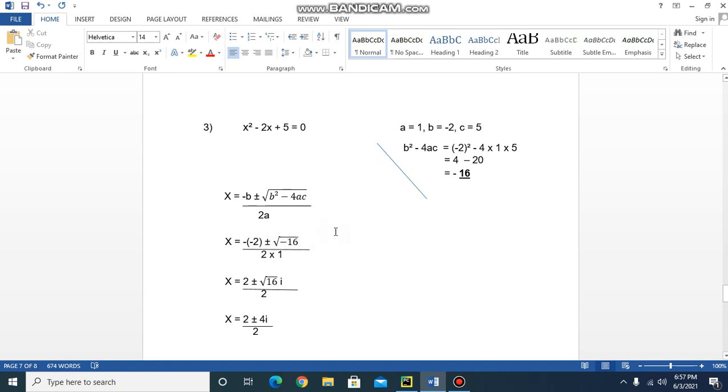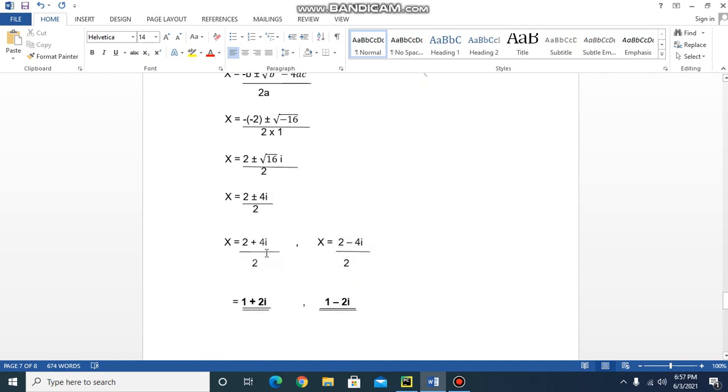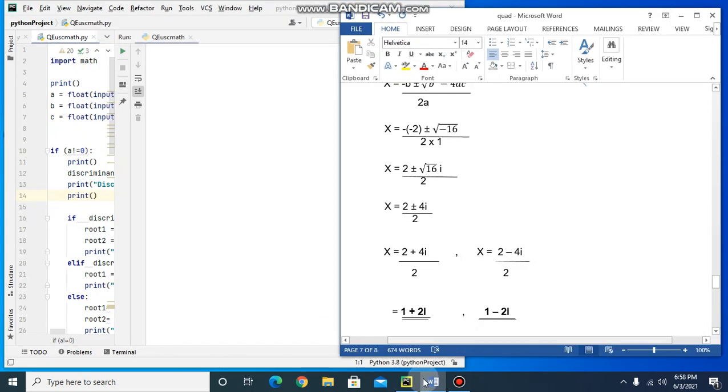And root minus 16 is root 16 into root minus 1. Root 16 is 4 and root minus 1 is i. So 4i. And on division by 2, we get these complex conjugate roots 1 plus 2i and 1 minus 2i. Now we will go to the program.